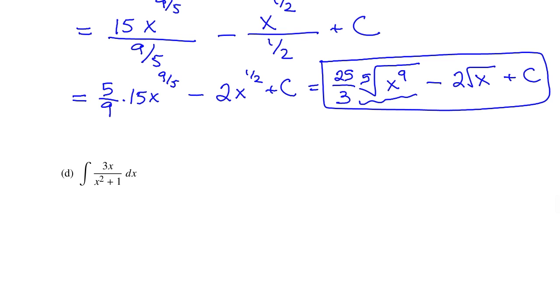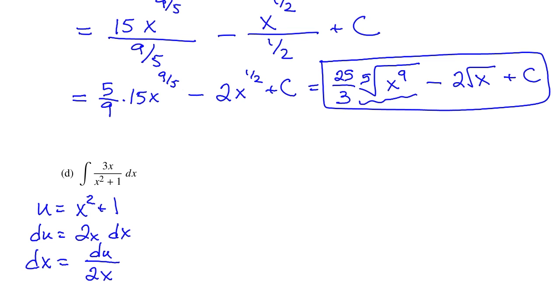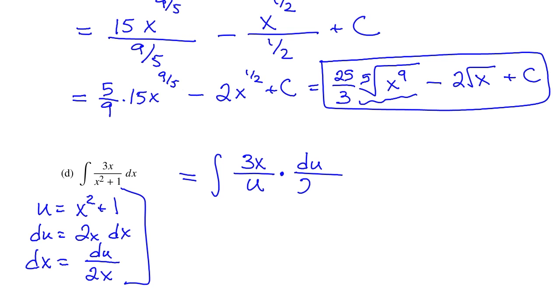And then question D, find the integral of 3x over x squared plus 1 dx. Well, in this one you needed to use u substitution. So we're going to let u be x squared plus 1. Then du is 2x times dx. Solving for dx, we get du over 2x. From this point, we're going to substitute what we have. So we have the integral of 3x over u times, make this substitution, du over 2x.